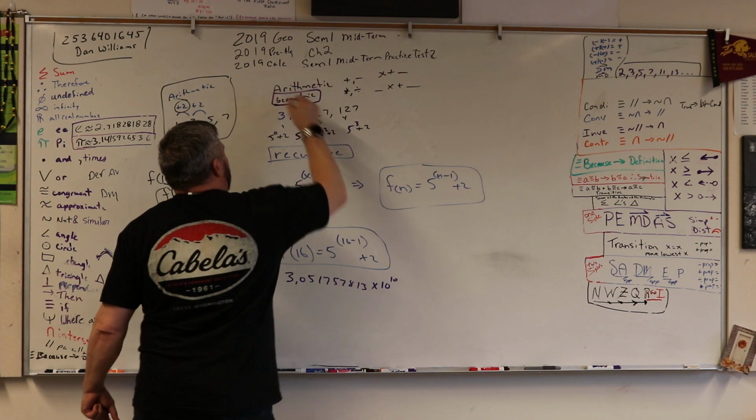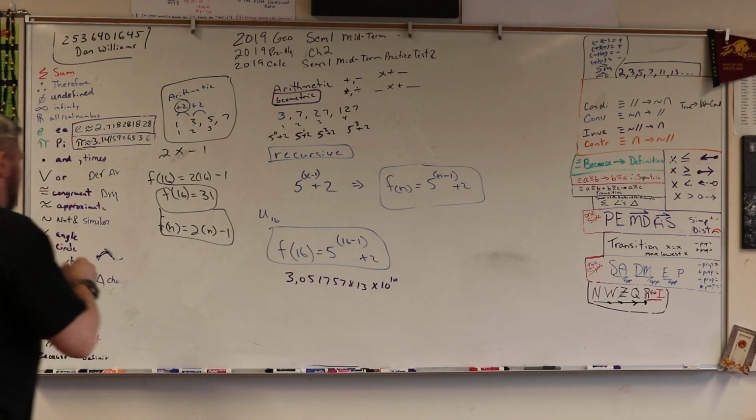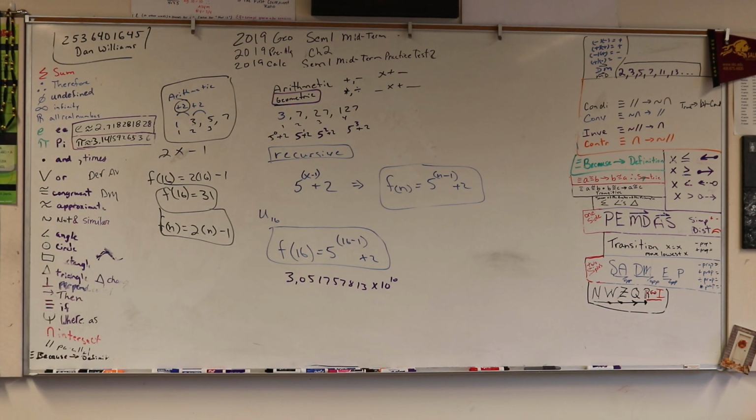So this is our geometric, 5 to the x power. So that's how we would get it. We'd have to multiply each one to get to the next one. Geometric. Okay, we'll see you tomorrow.